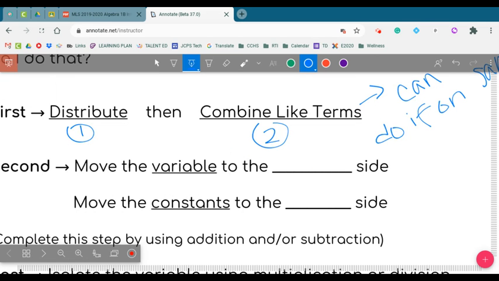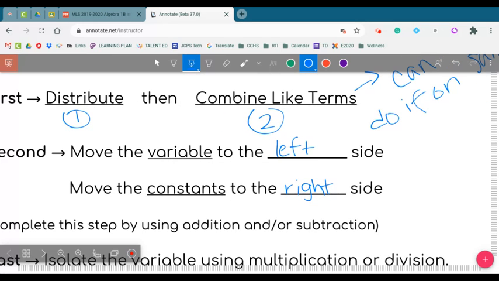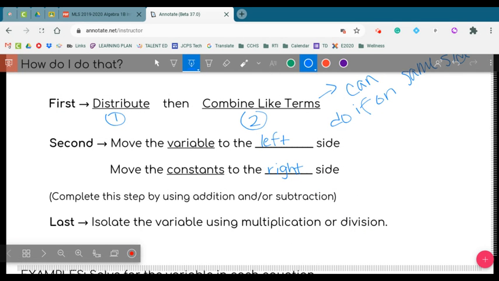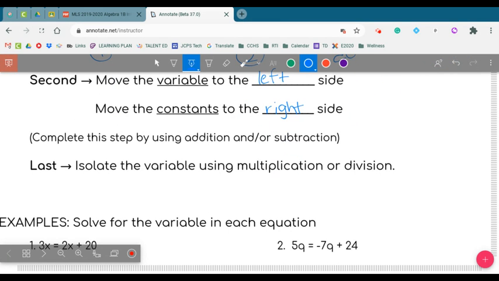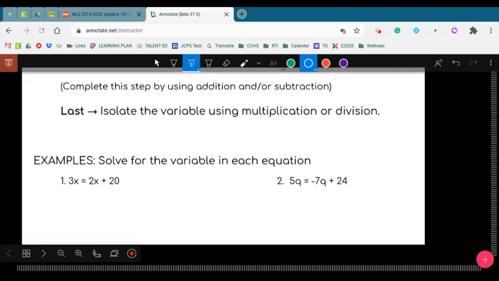Our next step is we're going to move the variable to the left side, and we're going to move all of our constants to the right side. Our variable is where our letter is, and our constants are whenever our numbers are just by themselves. Whenever you're moving a variable to the left or a constant to the right, you're always going to do this by doing addition or subtraction. You will never do multiplication or division. Our next step is to isolate the variable using multiplication or division. So that should be a step that is similar. So let's work through these.